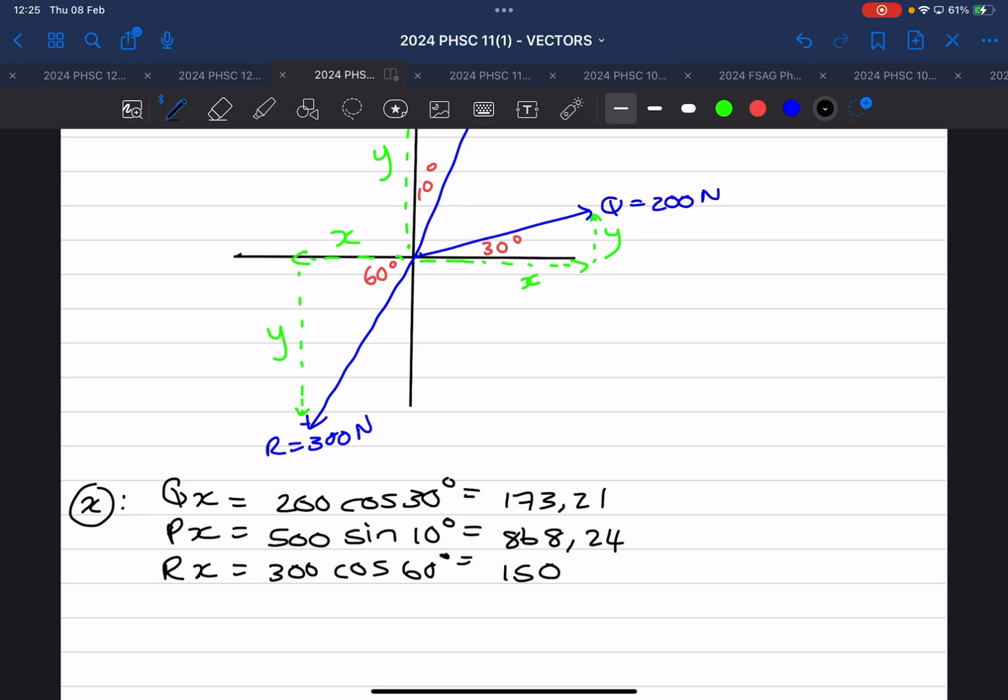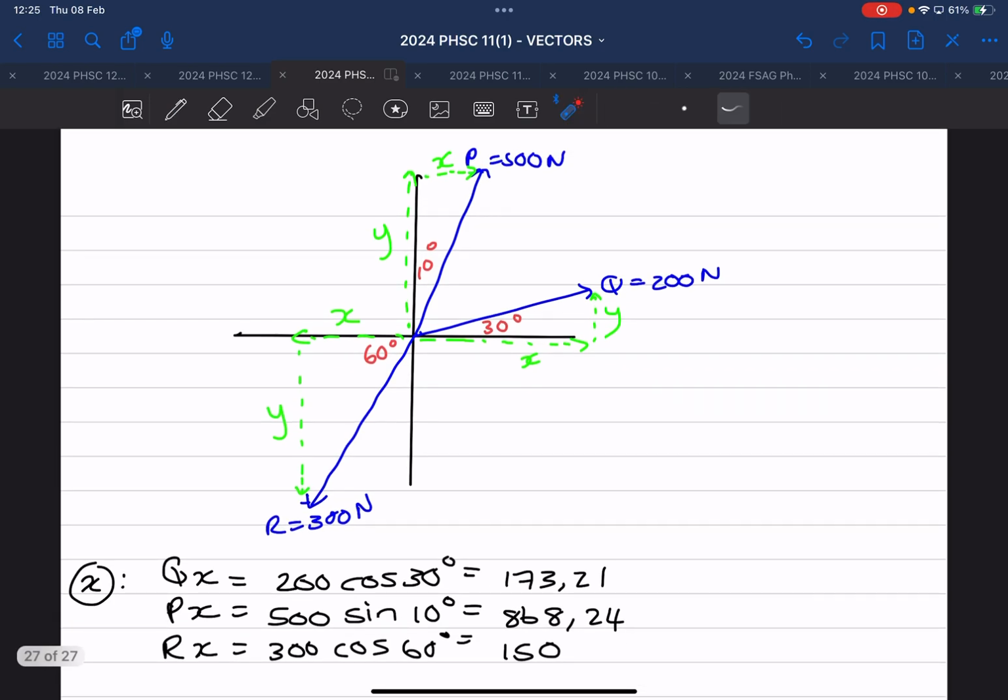Alright, but they're all in different directions. This one is going to the right, this one is going to the right, this one is going to the left. So I can't just add them together. If you choose to the right to be positive, then this one is positive, this one is positive, and this one is negative. If you chose to the left to be positive, then this is going to be negative, positive.